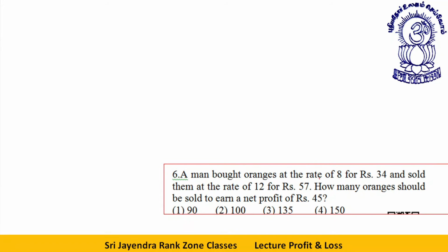A man bought oranges at the rate of 8 for rupees 34 and sold them at 12 for rupees 57. How many oranges should be sold to earn a net profit of rupees 45? Very good question.